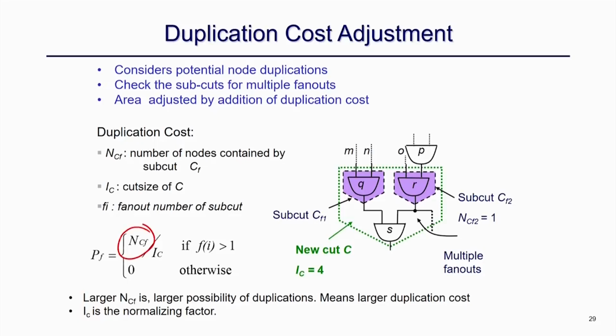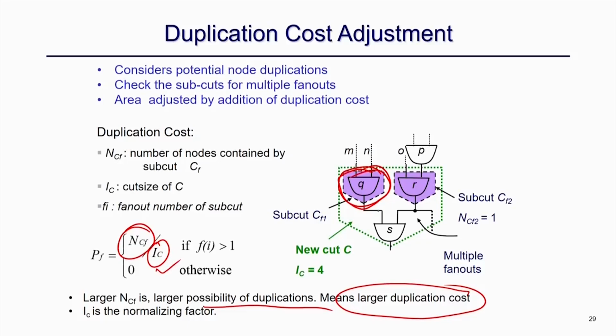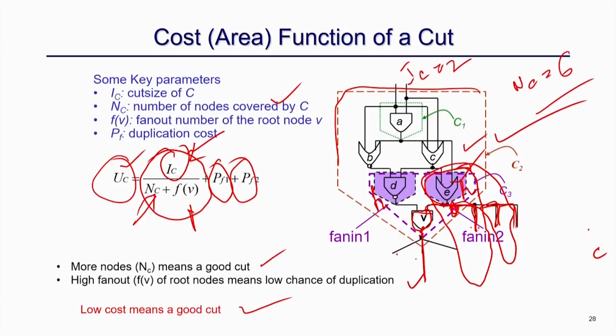So, it is the number of nodes in that particular card at the input, and this IC is the size, right. The point is that if the number of nodes here is high, then the possibility of duplication is also high, right. That means this is a larger duplication cost, and this IC is the normalization factor. As I mentioned, we always consider the sub card here, right. So, if the sub card of this input F1 has more nodes, there is a high chance that some of them will have fan outs, and that will create duplication. That means it will increase the cost of that particular card. That means it is a bad card.